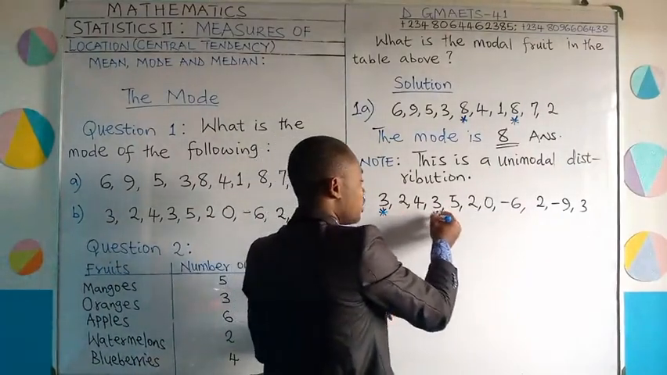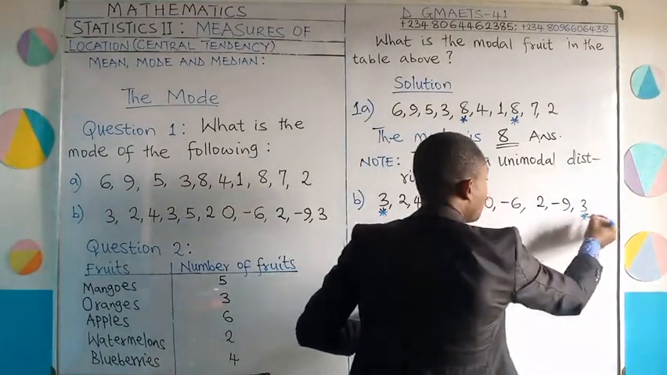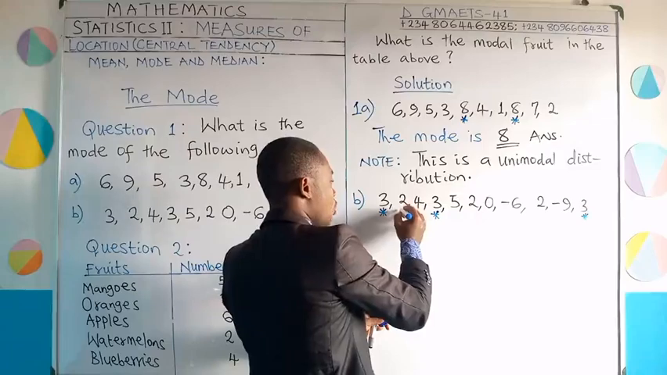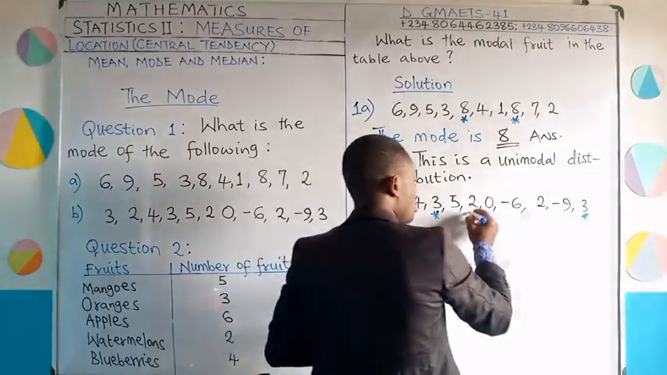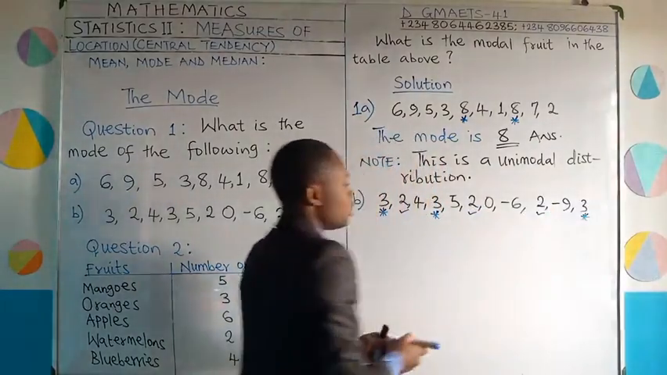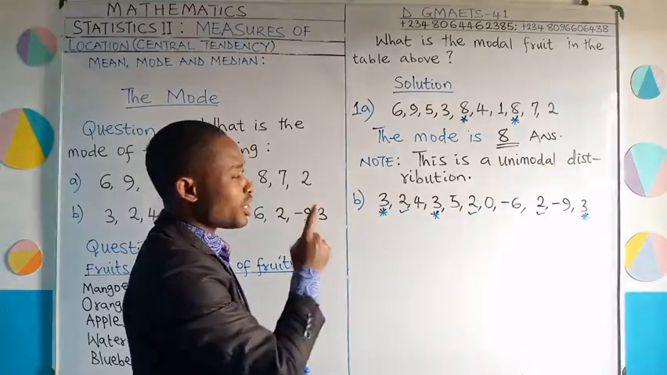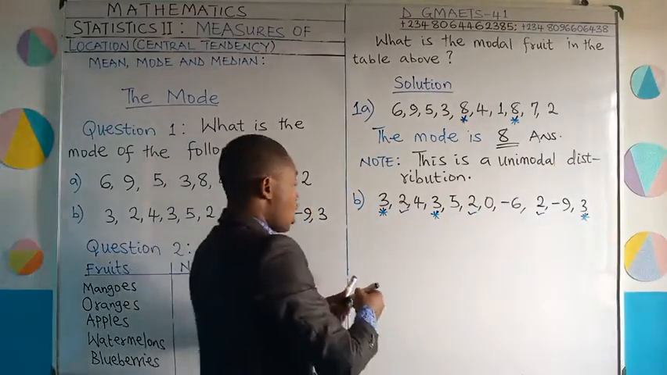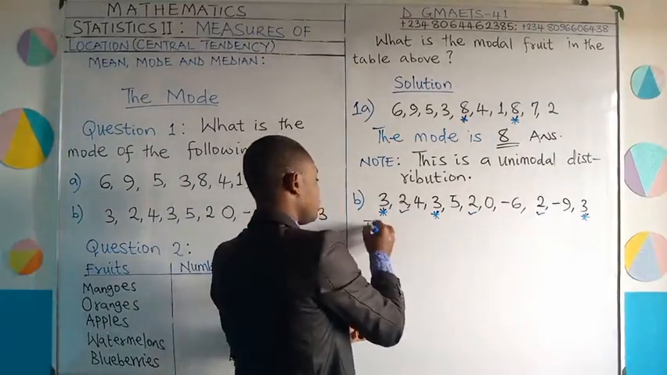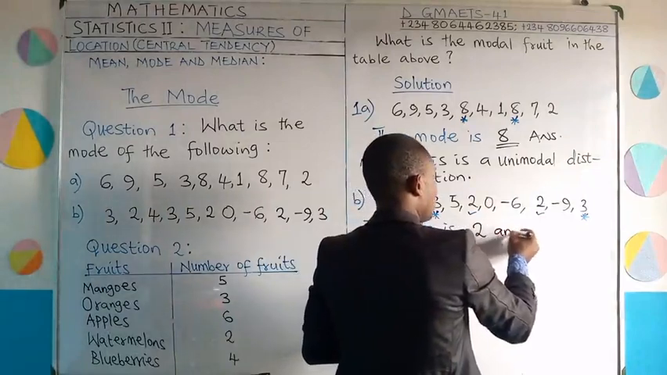I will start 3. No, 3 appeared 3 times. Then I will tick this 2. Good. 2 also appeared 3 times. So this distribution has 2 modes. Alright, the mode is 2 and 3.